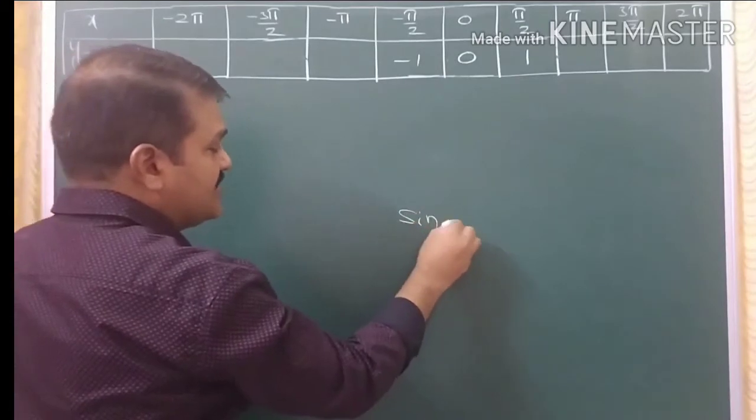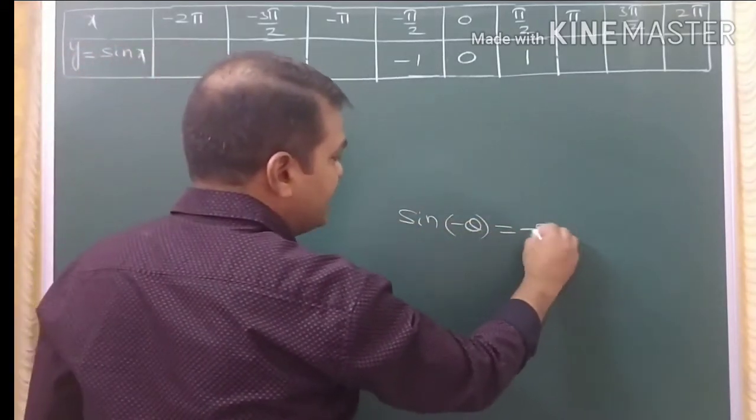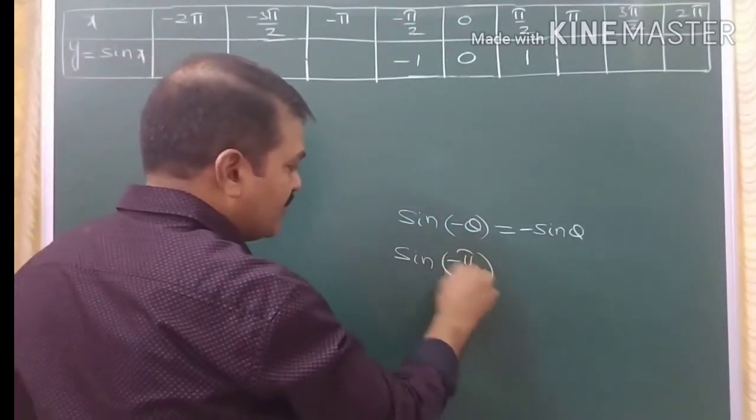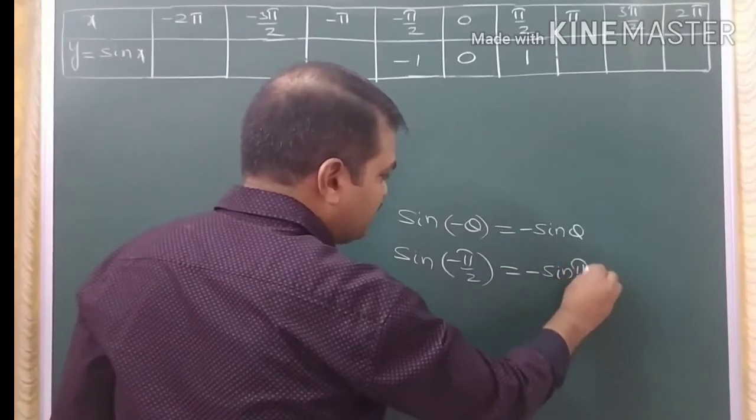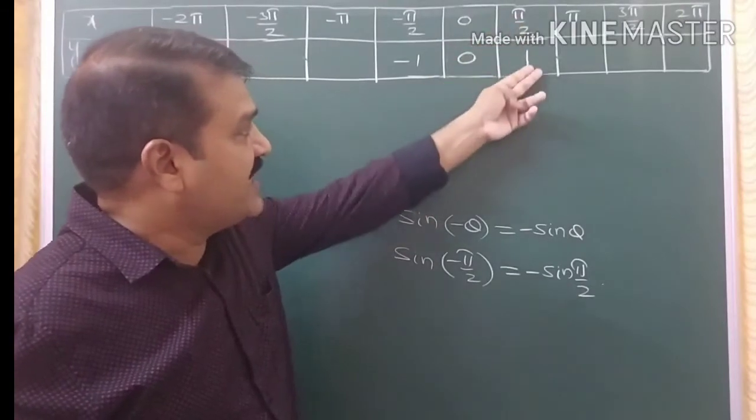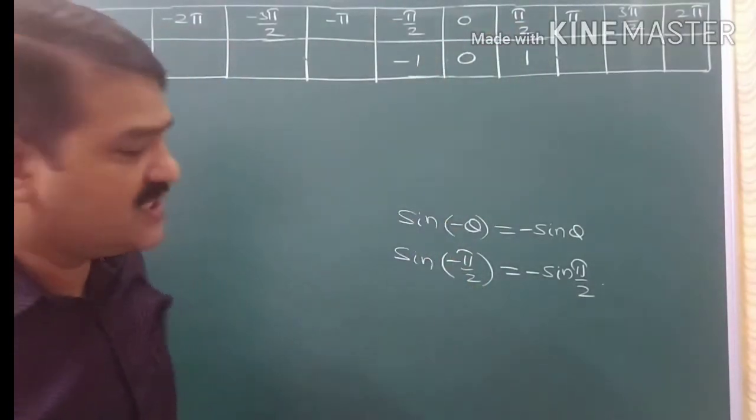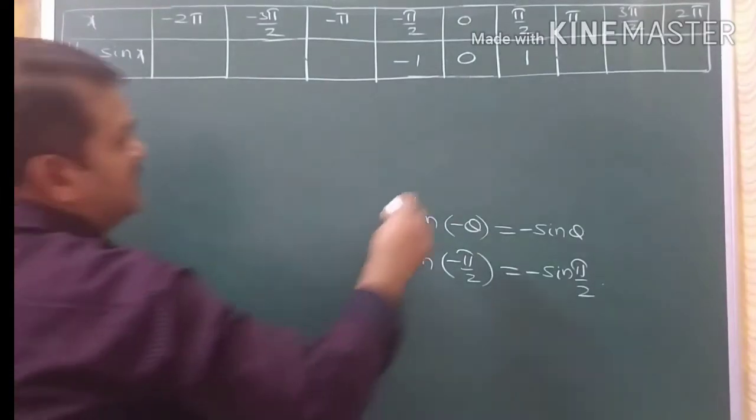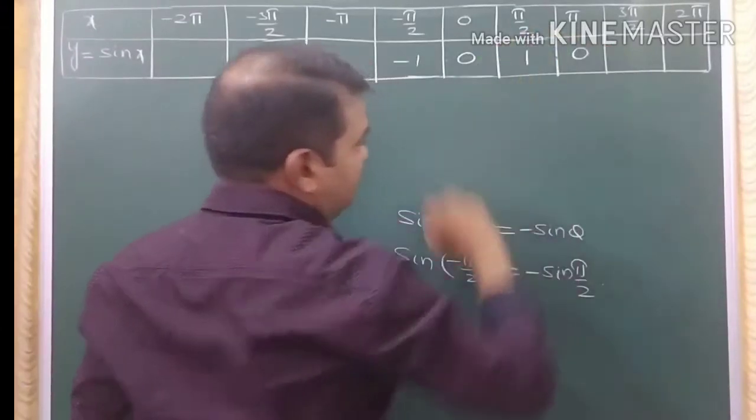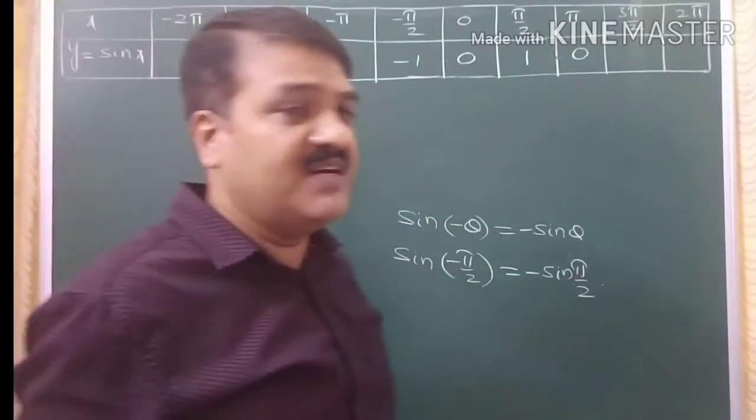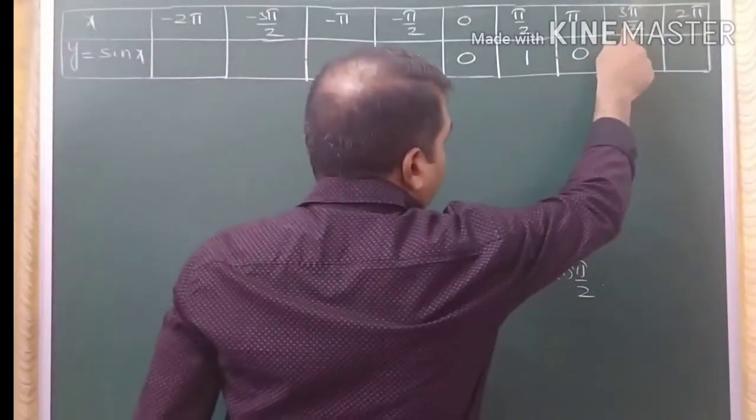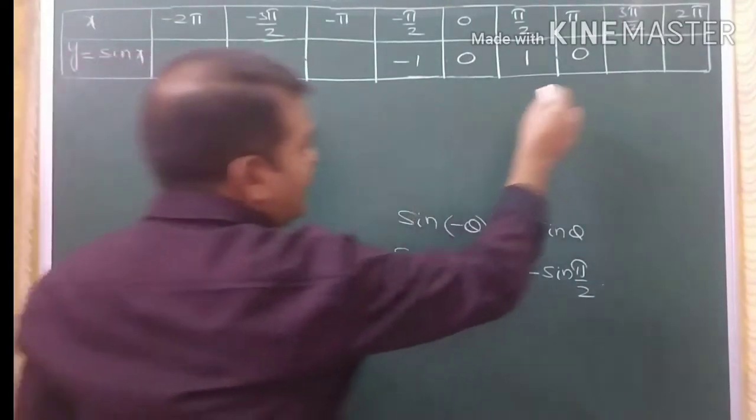Why? Because sin of minus theta is minus sin theta. So sin of minus pi by 2 will be minus sin pi by 2. If I find it for pi by 2, the opposite sign will come for minus pi by 2. That's all simple. Next, when x is pi, we get y equals sin pi, which is 0. For all multiples of pi, the sin function is obviously 0. For 3 pi by 2, y is sin 3 pi by 2, which is minus 1.